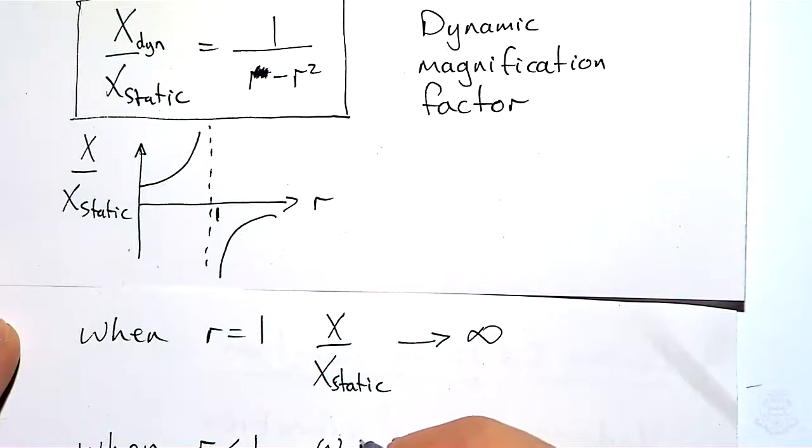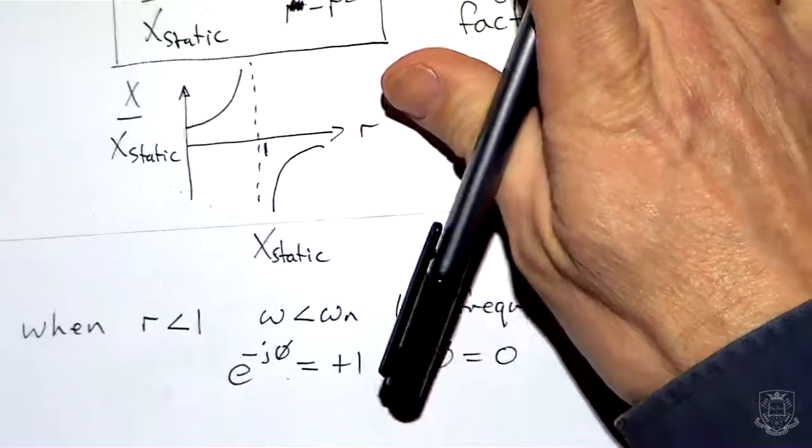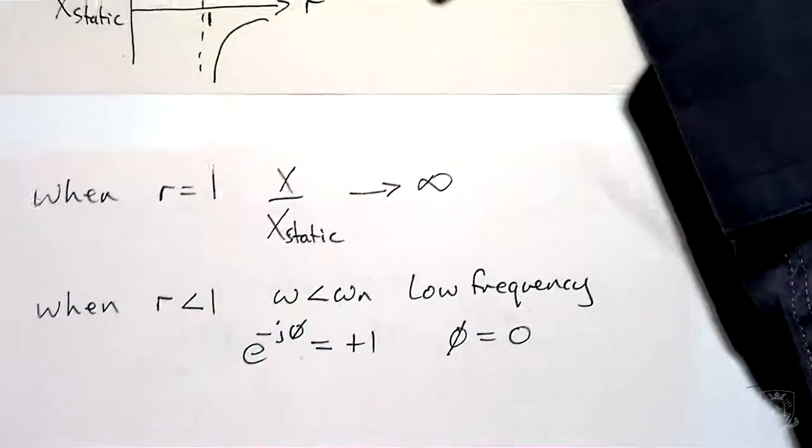In that case, the forcing frequency omega is less than the natural frequency, omega n. So we call that low frequency. And that corresponds to the case where e to the minus j phi is equal to plus 1. So that means phi equals 0. I'm going to move that up now so we can see, and try to keep the diagram there.